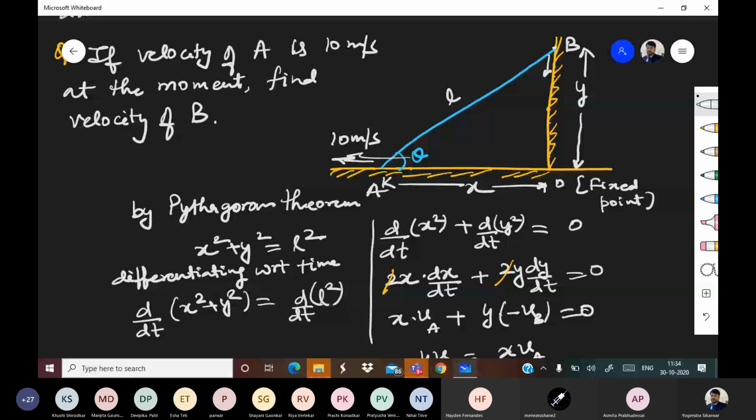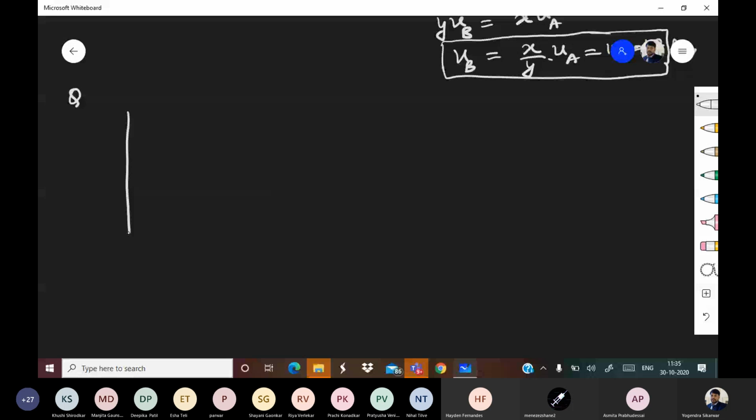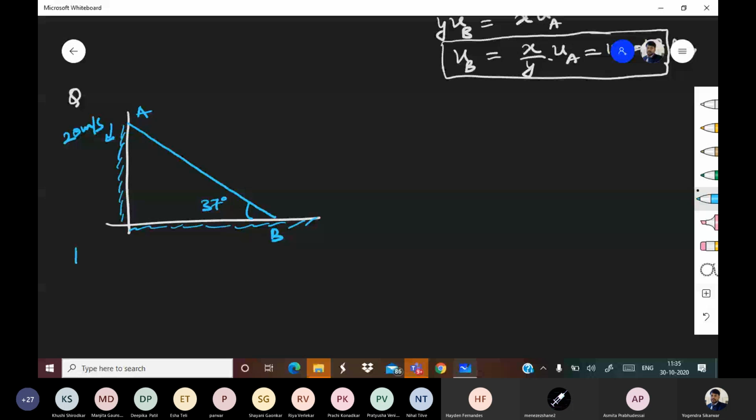Okay. Let me give you one more question. In this case, this point is coming down with 20 meters per second, and this angle is given as 37 degree. This point is A, this point is B. Find the velocity of point B at the given moment.